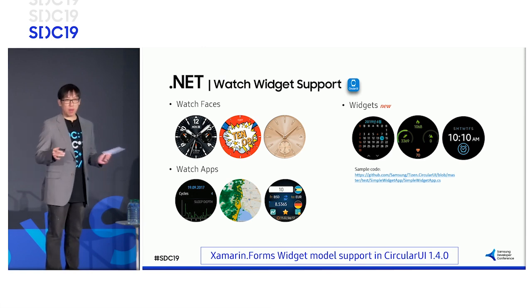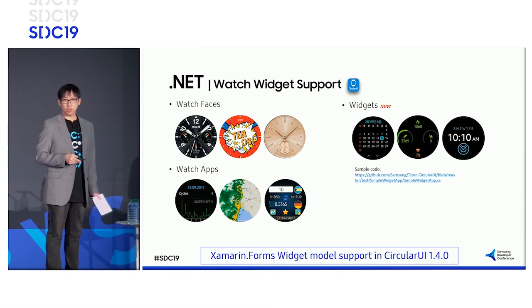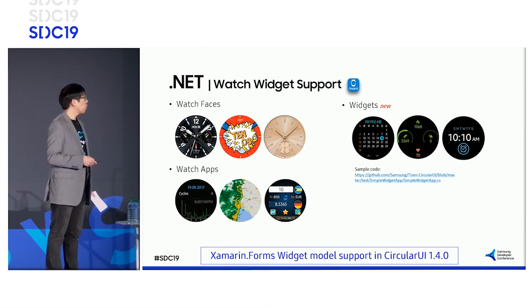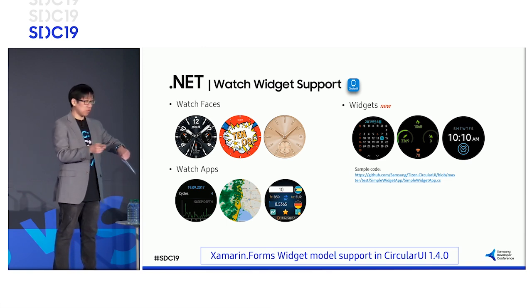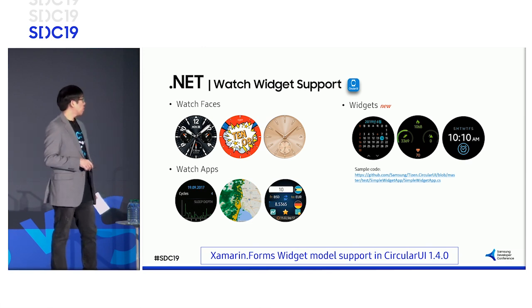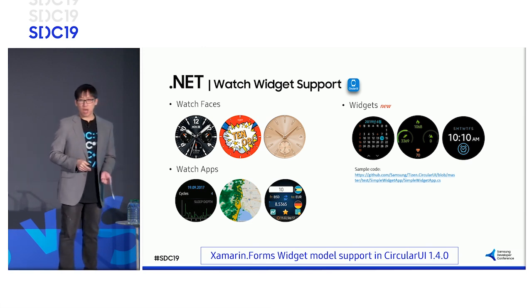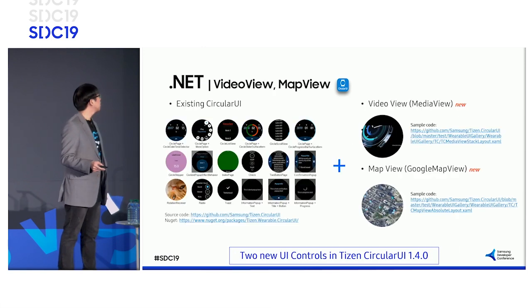Because of this memory optimization, now we can support the Xamarin.Forms widget model in Circular UI 1.4. The widgets are things you can see on Galaxy Watch devices. If you swipe to the right, there's a single screen showing for each app, a kind of summary that's always accessible. Because we optimized our runtime a lot, we are now supporting this widget model using Xamarin.Forms.